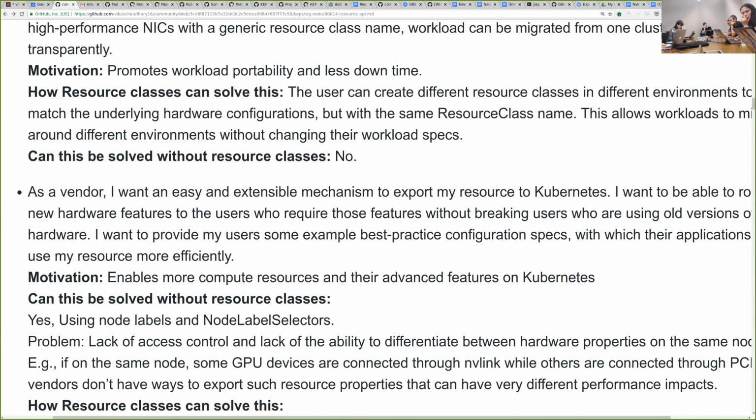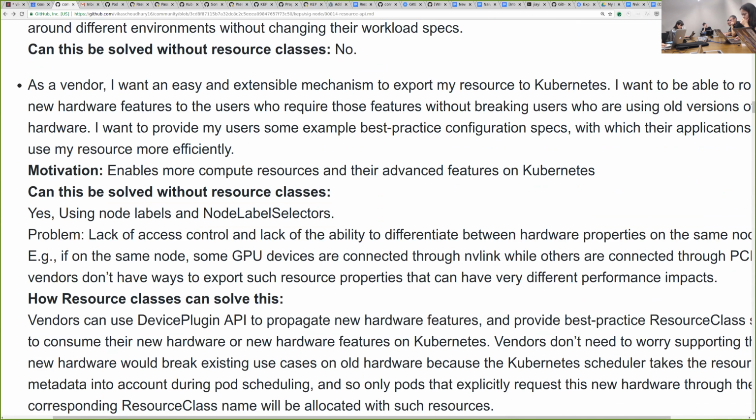And also we want to enable device vendors, empower them to export their resources and their advanced features on Kubernetes. Currently, we don't have a good way to allow people to export different properties of a device, and also to make scheduling decisions based on those different properties. And also we don't have a way to allow people to discover the properties and use them if they do affect their workload performance a lot.